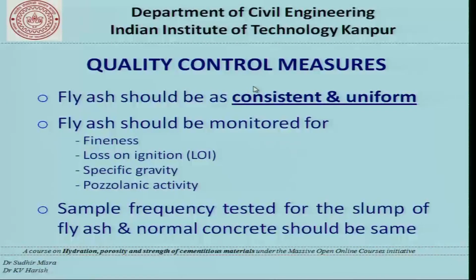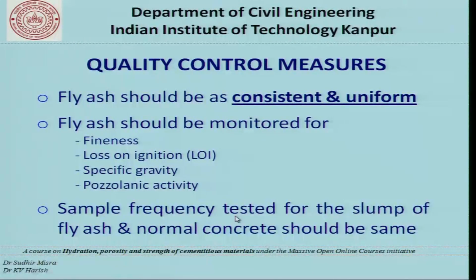Now some of the other quality control measures that we have to make sure before using fly ash in Portland cement based paste systems: fly ash should be as consistent and uniform as possible in terms of material properties, both physical as well as chemical. Fly ash should be monitored for fineness very frequently, loss on ignition very frequently, specific gravity, pozzolanic reactivity, and all these things. Okay, so these have to be monitored at regular intervals of time, and the sample frequency that is tested.